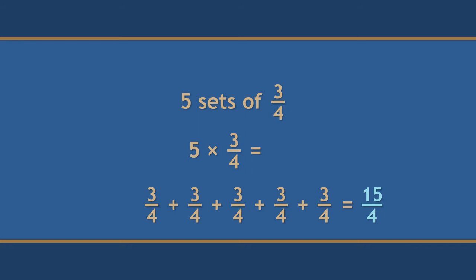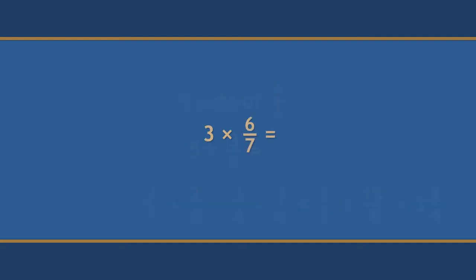But I hope you've already recognized that we can't leave our answer in that form because it's an improper fraction. It is not in its lowest terms, and so we need to reduce it. So we're going to reduce it to a mixed number, and that mixed number would be 3 3/4. Let's take a look at another one. 3 times 6/7. Well, we could do 6/7 plus 6/7 plus 6/7, and if we add that numerator 6 across the top, we would get 18/7, and then we would reduce that to 2 4/7.